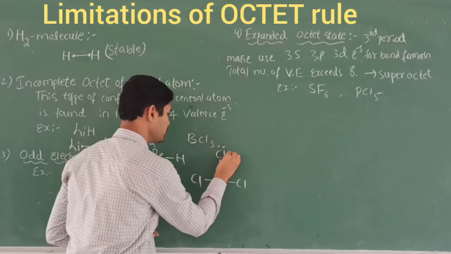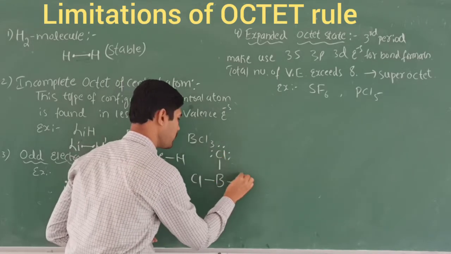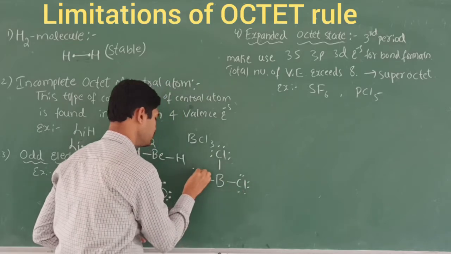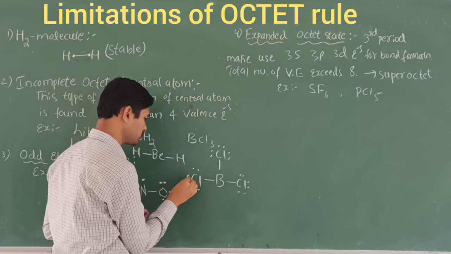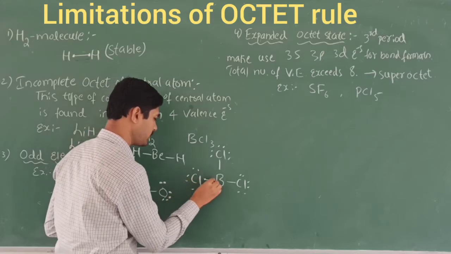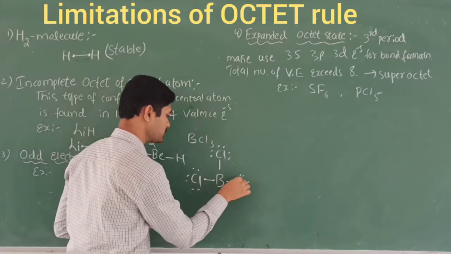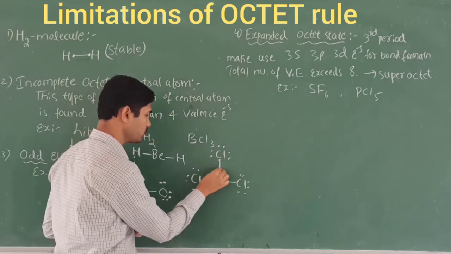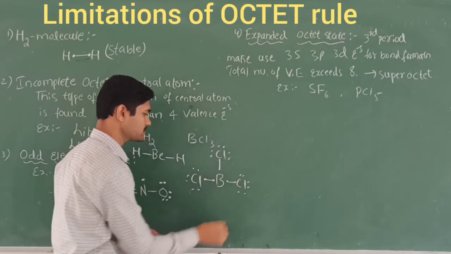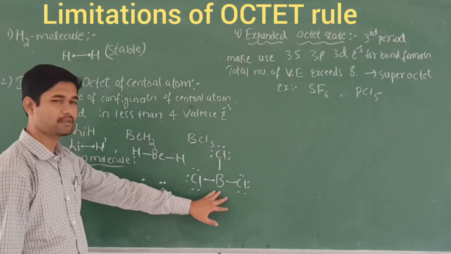But what about this chlorine? Yes, chlorine is obeying the octet rule because it is going to have 8 dots in its structure, right? 1, 2, 3, 4, 5, 6, 7, 8. What about this boron? 2, 4, 6 remaining. So that's why it forms a vacant orbital.